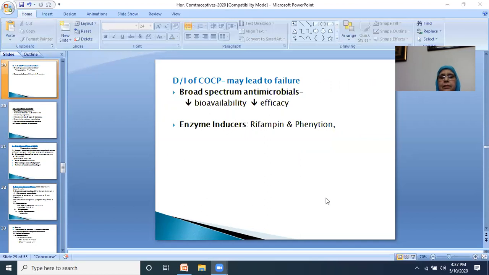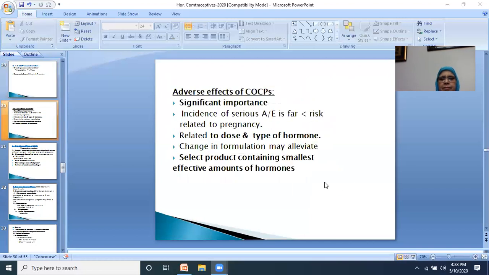In drug interactions which may lead to failure, broad-spectrum antimicrobials kill normal flora which are required for the enterohepatic recycling. If that is affected, there is decreased bioavailability, decreased efficacy, and therapeutic failure. Then enzyme inducers, rifampin and phenytoin, will accelerate their clearance, hence the plasma level is decreased, leading to therapeutic failure.